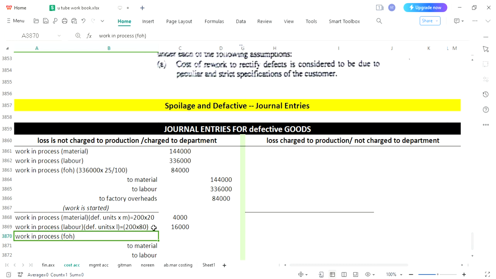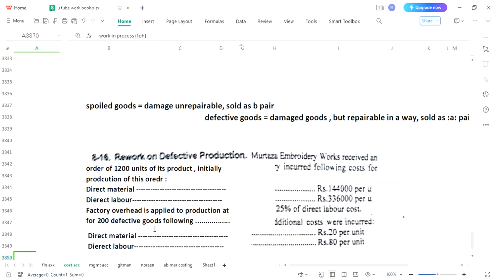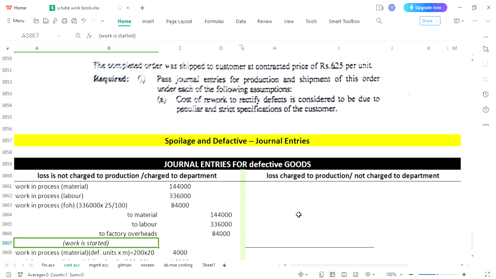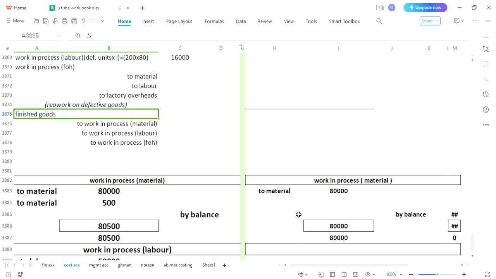Finally, we will now be able to calculate our work in process. For that, we will use the same statement which we have initially used. Factory overhead is applied at production 25% of labor cost. So simply we will be applying that 25% upon here.